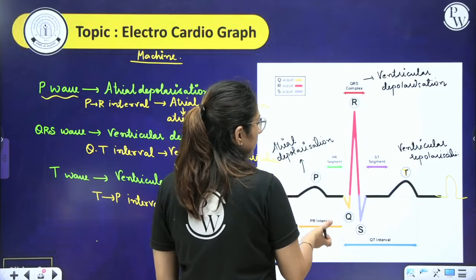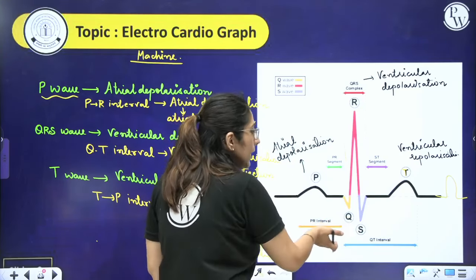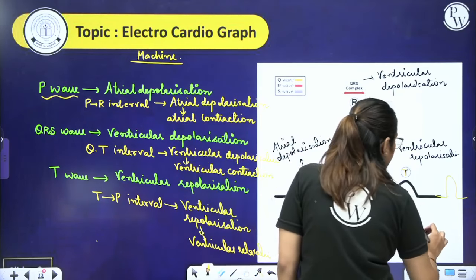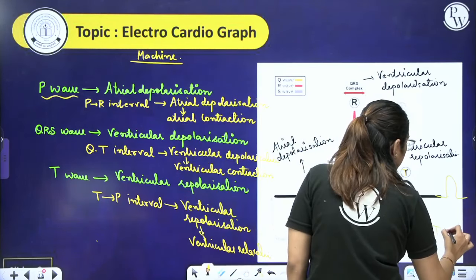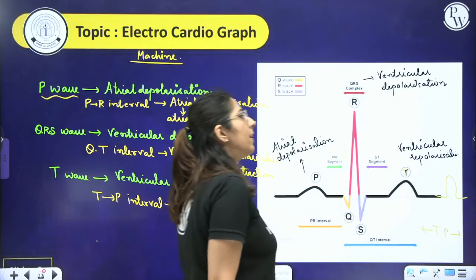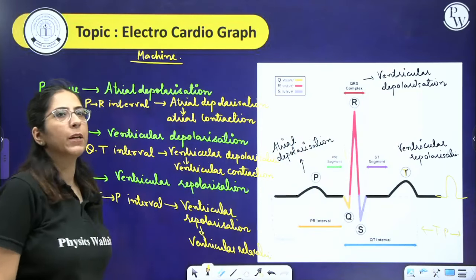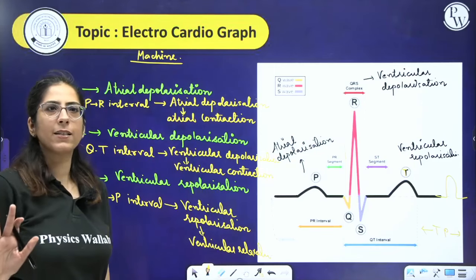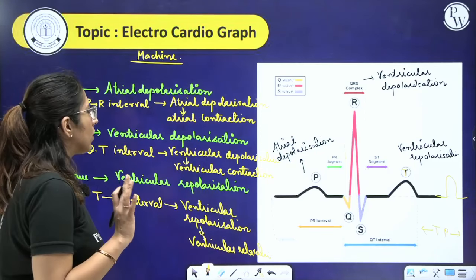There is the QT interval, and things are happening in the form of intervals, and then there will be the T to P interval, next the P interval. Till then, the ventricular repolarization will be happening. These are the things which you have to understand. That's it, guys. Clear? So this is an electrocardiograph.